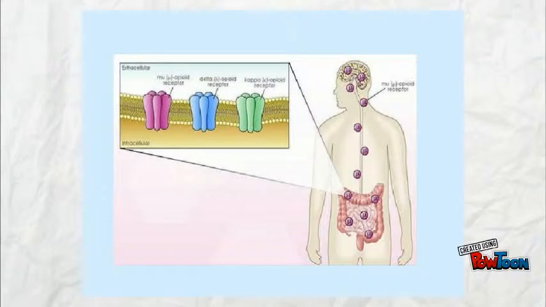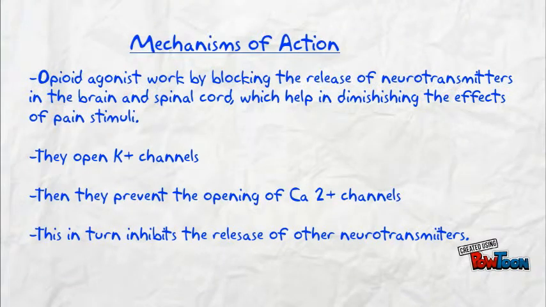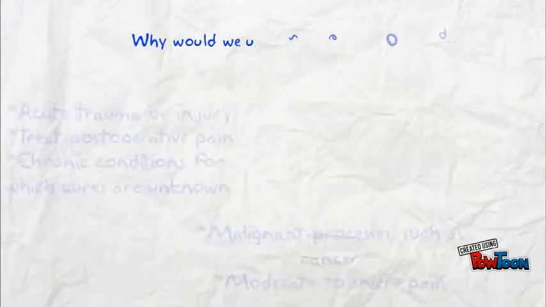Here is a picture of where opioid receptors are located throughout the body. Now let's talk about the mechanism of action. Opioid agonists work by blocking the release of neurotransmitters in the brain, spinal cord, and other tissues, which help in diminishing the effects of painful stimuli. They open potassium channels, then they prevent the opening of calcium channels, and this in turn inhibits the release of other neurotransmitters.